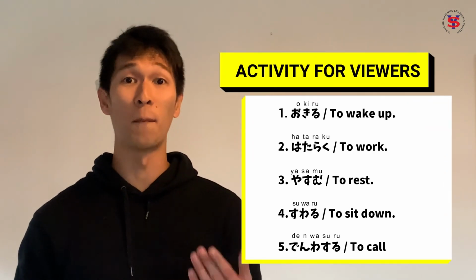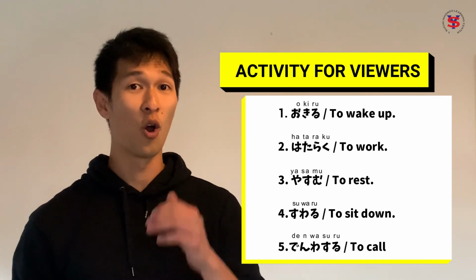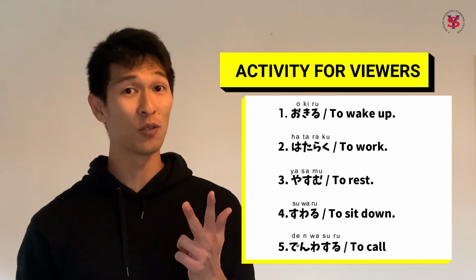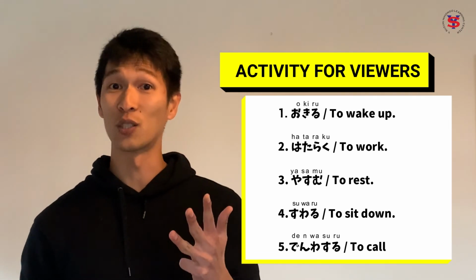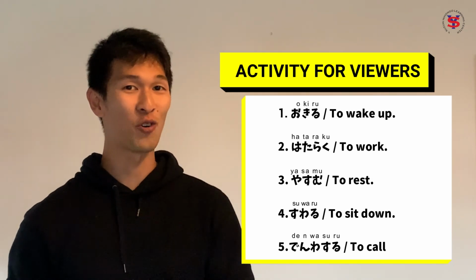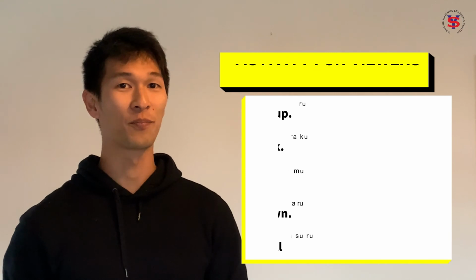Okay, so challenge ko sa inyo is change the following verbs from its root or casual form to its masu form. The verbs are okiru, to wake up, hataraku, to work, yasumu, to rest, suwaru, to sit down, denwa suru, to call. Write your answers in the comment section below. Alright, let's leave it here for today. We'll pick back up in other lessons where we conjugate these verbs into different tenses. So, negative tense, past tense, etc.